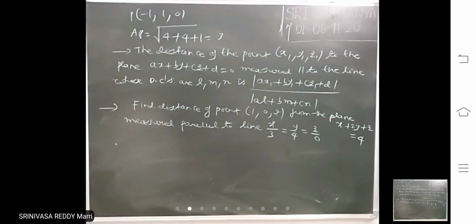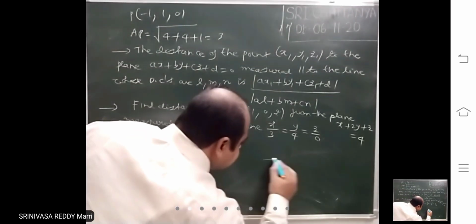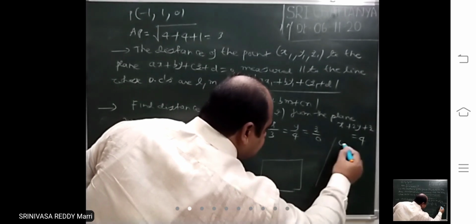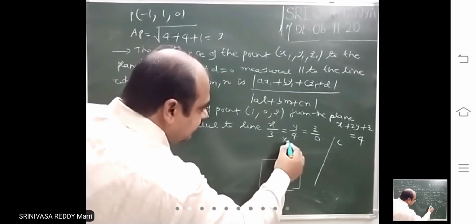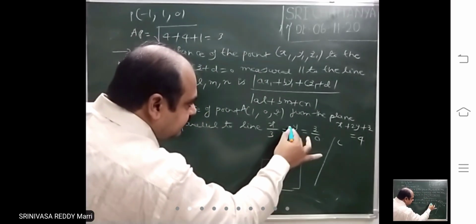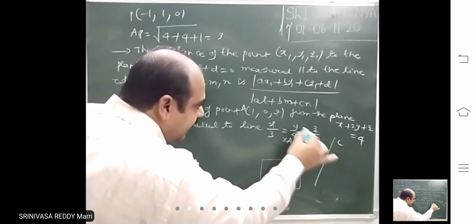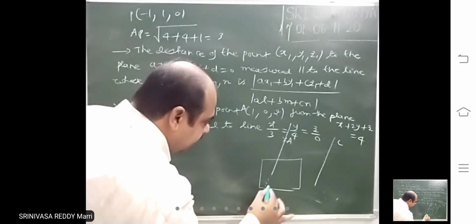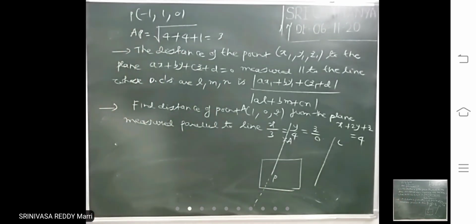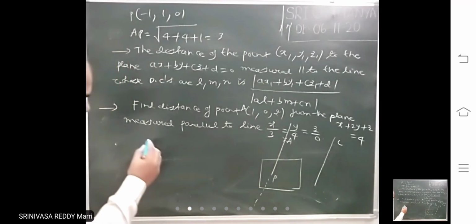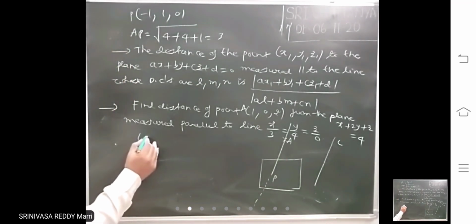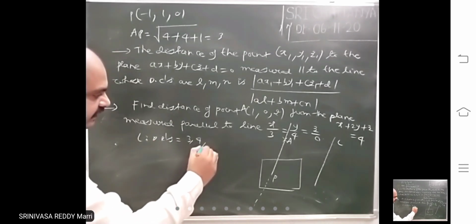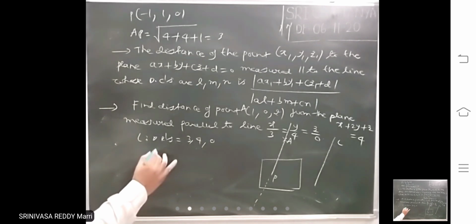Look at the distance of the point. Meaning is here the same model. There is a line L, and there is a point A. This is A. Distance to the plane measured parallel to this line: parallel to that line through A, you draw a line. Let us say it intersects at P. That AP distance you want. So direct formula. For line L, DRs are given. DRs are what? 3, 4, 0. So DCs you want.